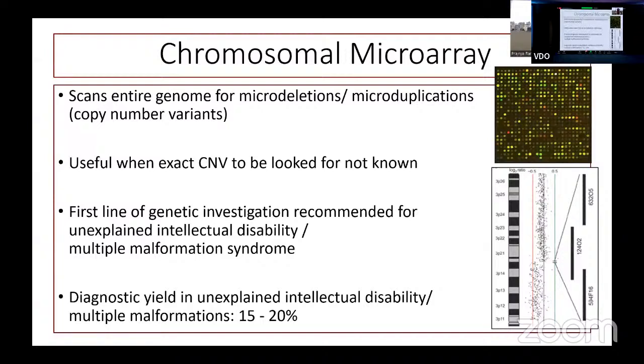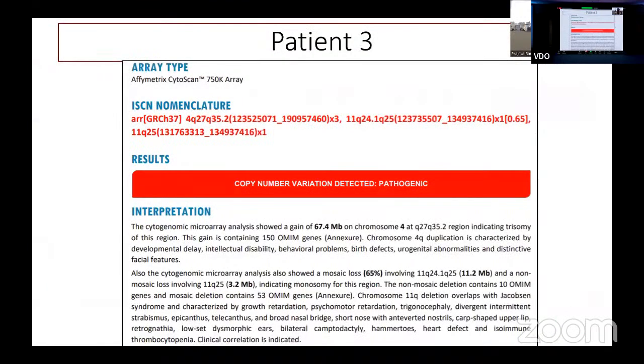In such a scenario, chromosomal microarray would be the best test to go for, because it scans the entire genome for microdeletions and microduplications. It's very useful to do this test when you do not know the exact CNV to be looked for. In fact, it is recommended as the first line of genetic investigation for all the unexplained intellectual disability children and multiple malformation syndrome individuals. The diagnostic yield in unexplained intellectual disability and multiple malformation conditions could be as high as 15 to 20%.